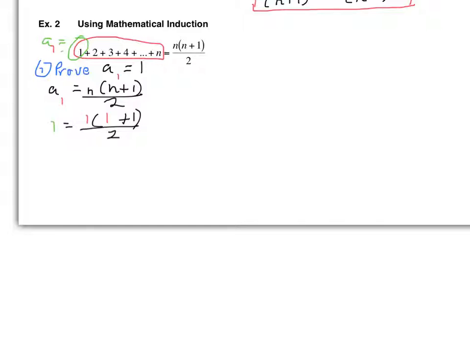All right, and so then we're just going to do the math. So we end up with 1 equals 1 times 2 over 2, and doesn't 1 equal 1? So it's true. What's step 2? Assuming the universe where n equals k. We're just replacing every n with a k, essentially is what we're doing.